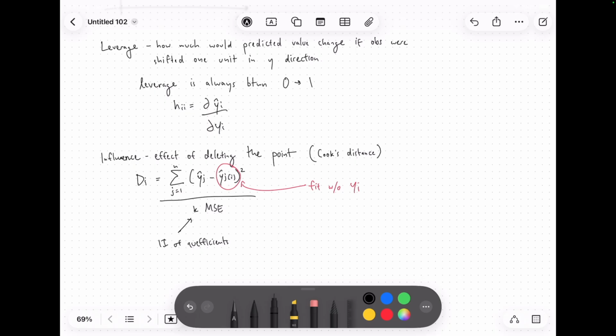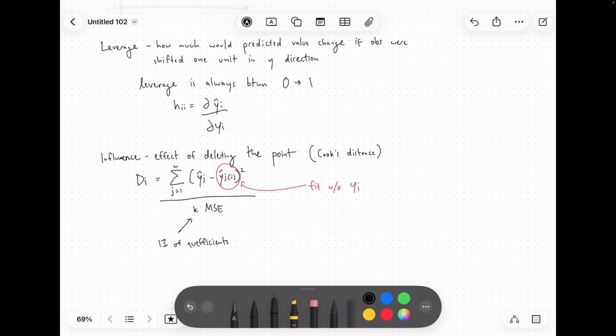So you'll notice the Cook's distance will increase as the fit changes when you get rid of your data point, right? The numerator will grow because the difference between our fit with and without the point is larger. And Cook's distance will decrease with the larger number of variables.